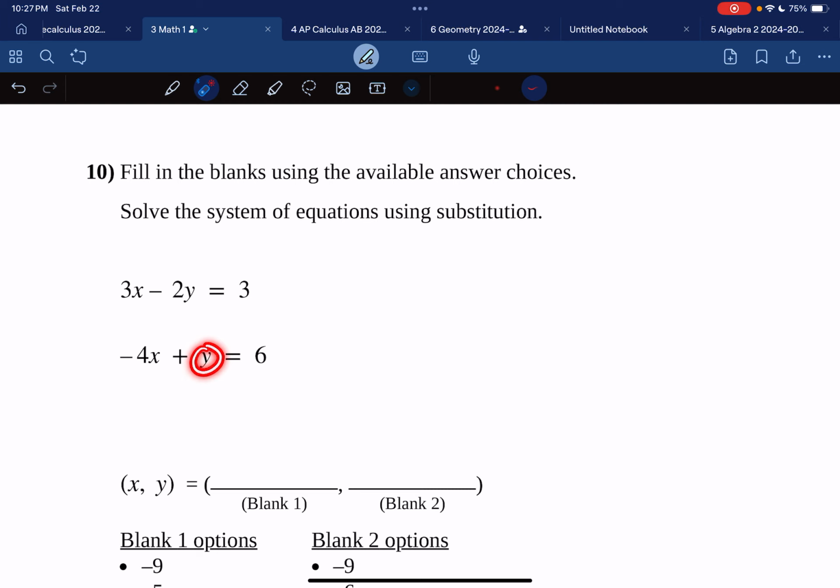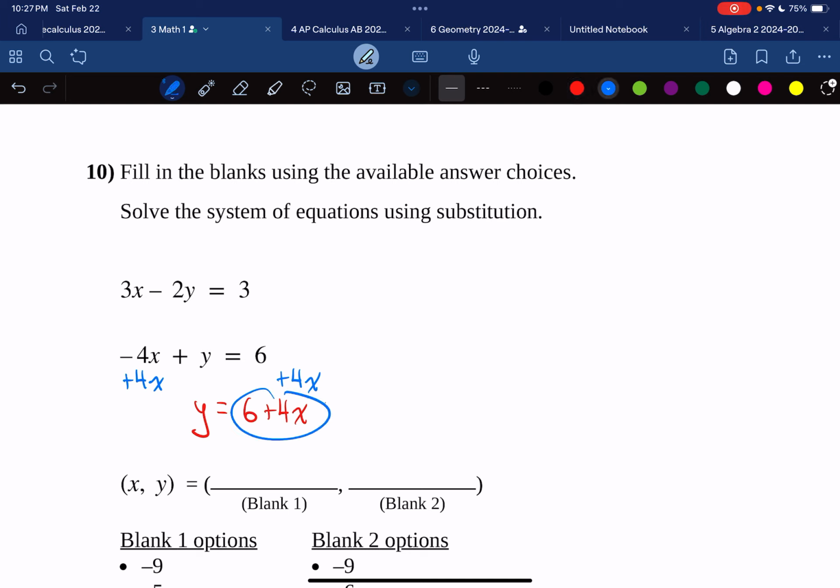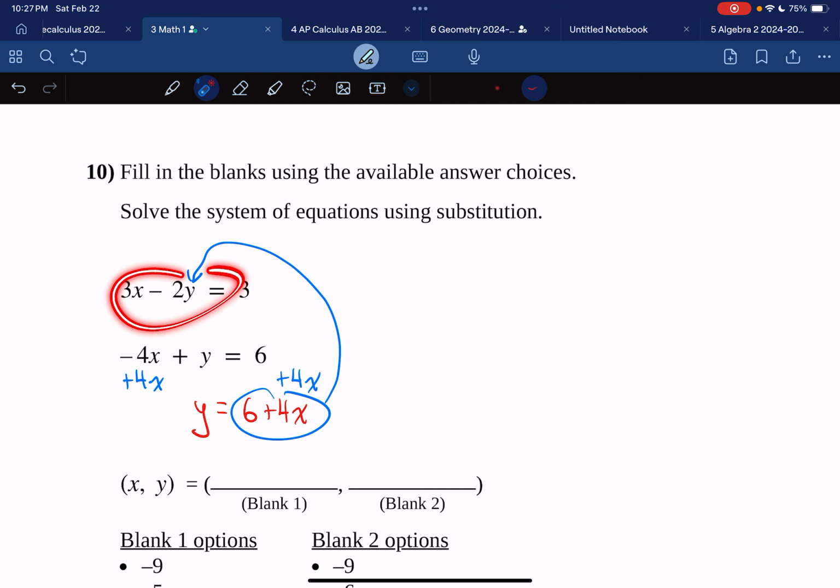So let's solve for this y by moving this 4x to this other side. The opposite of minus 4x is plus 4x on both sides. And my new equation is y is equal to 6 plus 4x. So from here, if this y is 6 plus 4x, this y is also 6 plus 4x. So I'm doing my substitution like so, where I take all of this 6 plus 4x and plug it into this y.